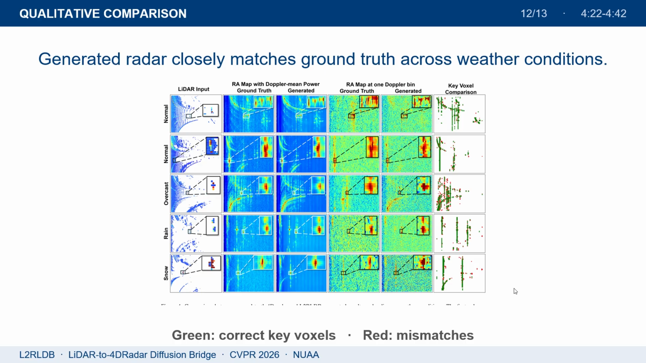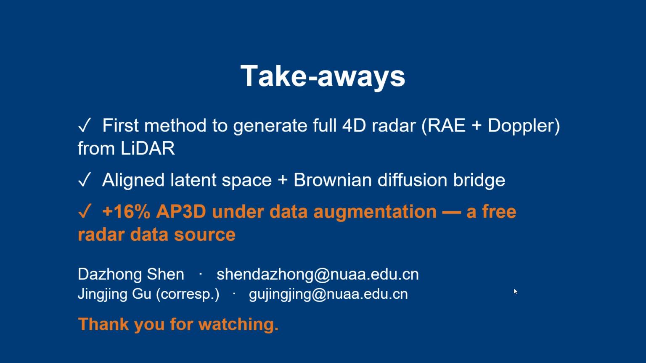To summarize, L2RLDB is the first method to generate full 4D radar from LiDAR via a latent diffusion bridge. It improves both generation quality and downstream detection by up to 16%. Code and paper are available.